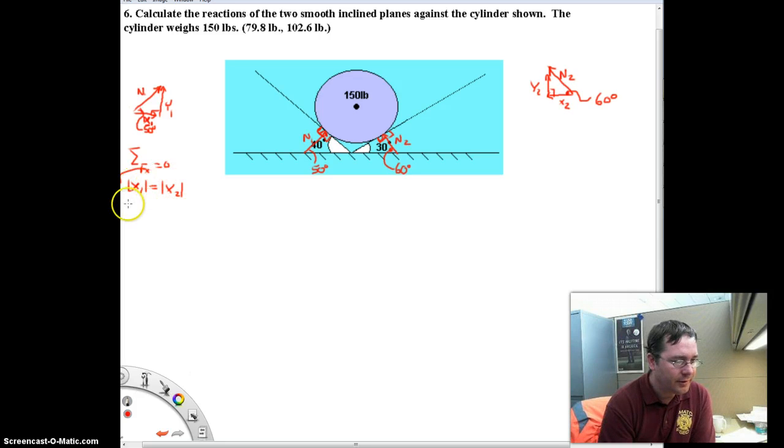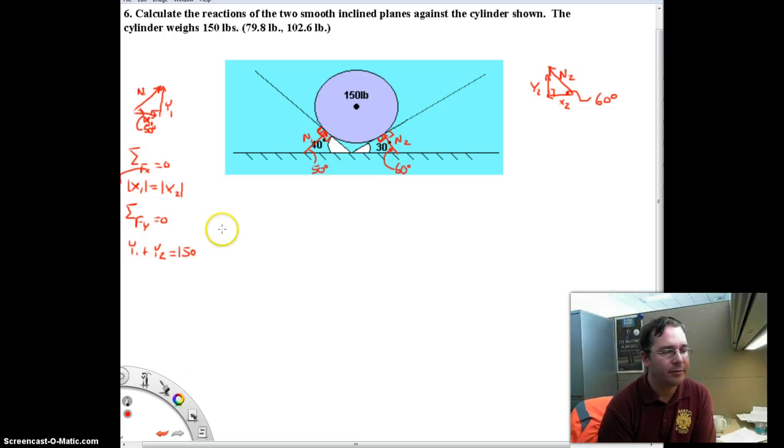What else do we know? Well, we know the sum of all of the forces in the y direction must be 0. So we have a weight of 150, which would be expressed as a negative number. So what I can say about the y's is y1 plus y2 must add to 150 pounds. Now it's a matter of doing some mathematical parlor tricks to get this down to one variable, because we have too many things that we don't know.